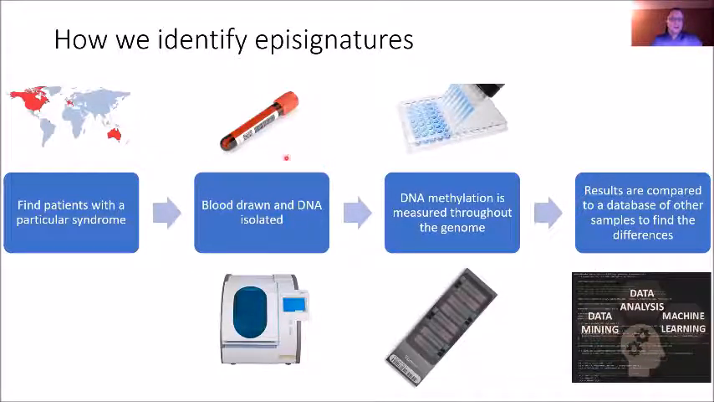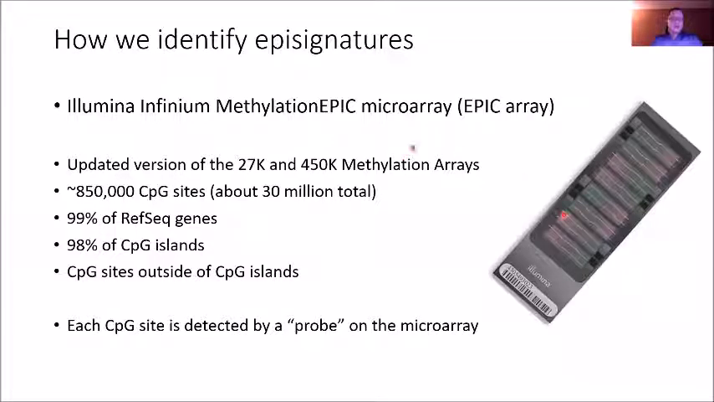We take a blood sample and we isolate DNA from the blood. The DNA methylation is then measured throughout their genome. And then the results from those patients are compared with our database of other samples to find where these patients have differences.